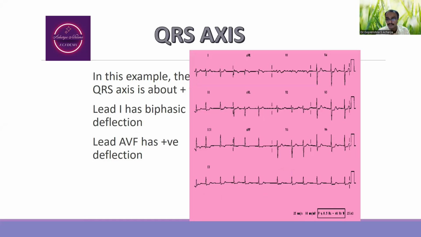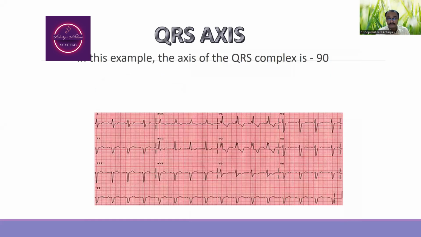In this particular example, electrical axis: when you see that lead 1 is having the biphasic deflection, and lead AVF is having the prominent positive deflection, the electrical axis of this particular example will be plus 90. In this particular example, see lead AVL, so lead 1 is having biphasic deflection, but lead AVF is having negative deflection. So that means the electrical axis of this particular example will be -90.